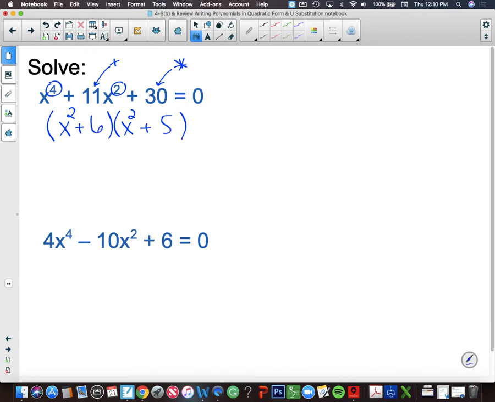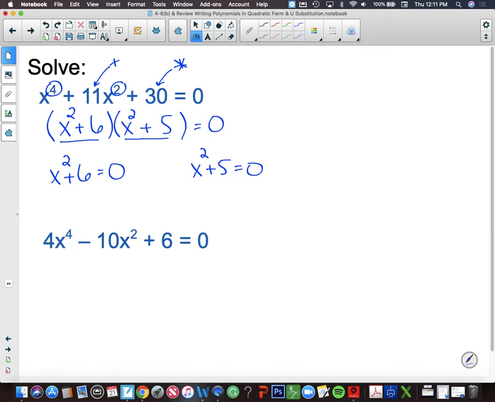Last time we factored and solved one of these, we could break it down fairly easily and just get our 2 answers. Now, do you see any other patterns going on here? That's a no. x squared plus 6 is not a difference of squares, and x squared plus 5 is not a difference of squares. So what you got to do is take each piece and set them equal to 0, just like this. And then you solve them.